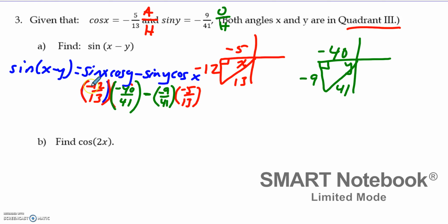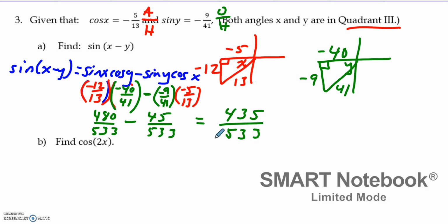If I multiply this out, negative times negative is going to be a positive. If I multiply 12 times 40, that gets me positive 480 over 13 times 41, which is a lovely denominator of 533, quite large. Then I have minus a negative and another negative. Negative times negative negative is still negative. 9 times 5 is 45. 41 times 13 is again 533. Now that they have the same denominator, I can combine them, and my answer would be 435 over 533. And no, there is no greatest common factor you can take out of both.